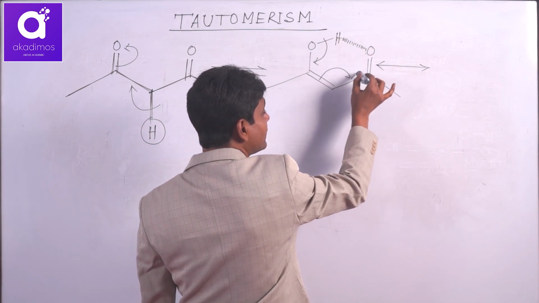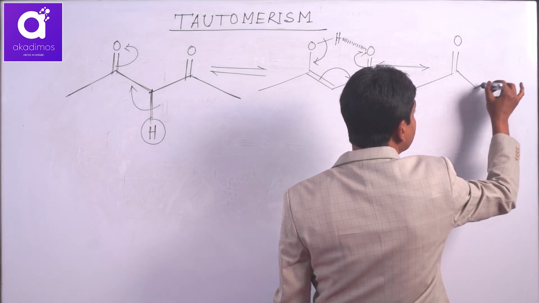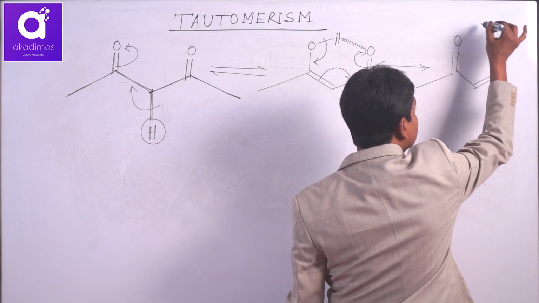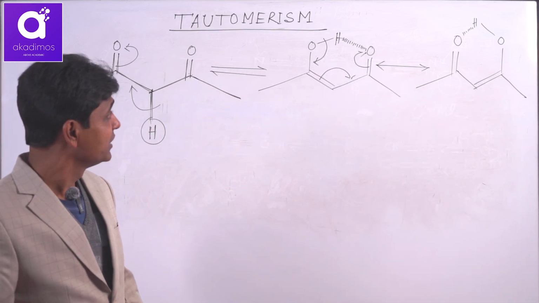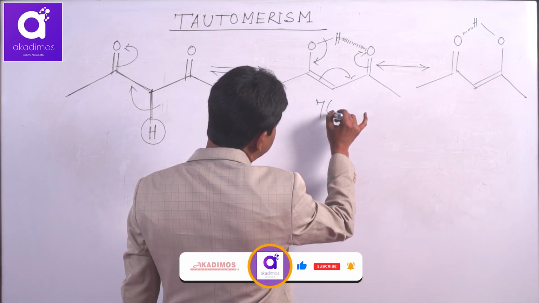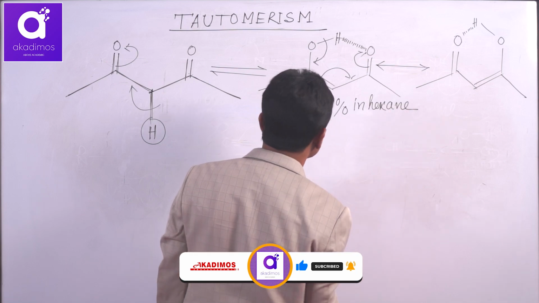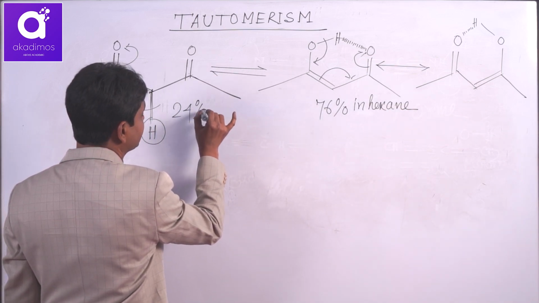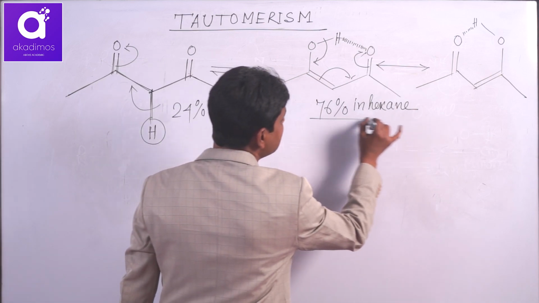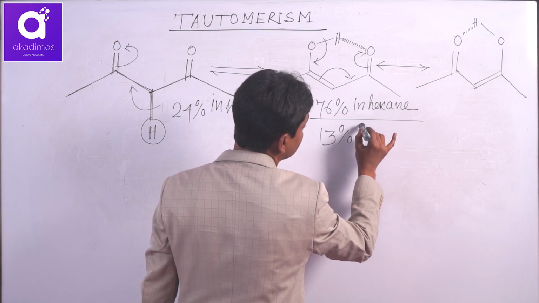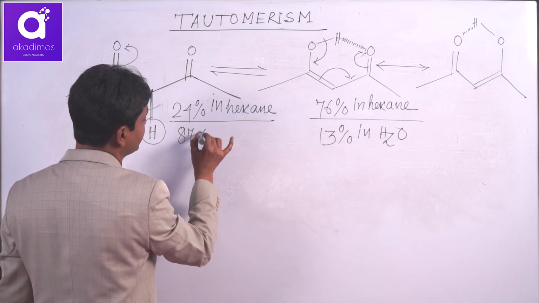See, the right side oxygen may participate in tautomerism. It becomes double bond O, and the other is OH. This one. And you know, here it is 76% surprisingly in hexane, a non-polar solvent. This is 24% in hexane. Whereas it is 13% in water. It is automatically 87% in water.